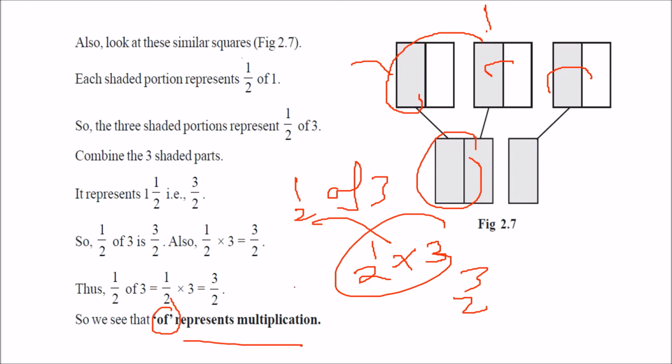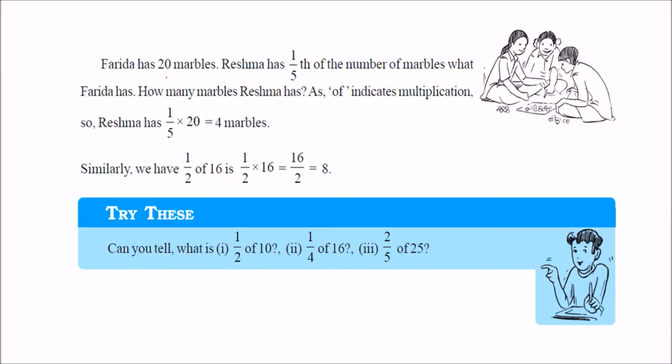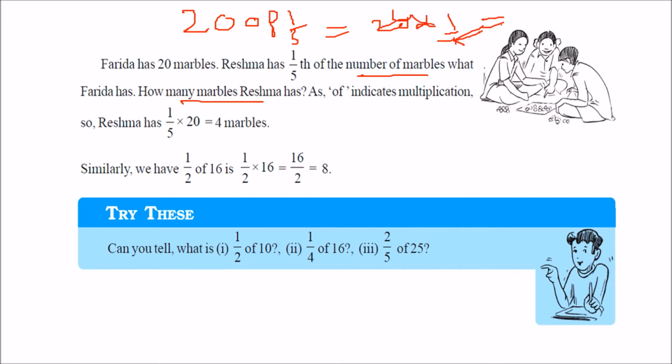So Farida has 20 marbles. Reshma has 1/5 of the number of marbles. 1 by 5 of 20 is nothing but 20 into 1 by 5. How many marbles does Reshma have? 5 4s are 20. Reshma has 4 marbles. Half of 20 is 4.